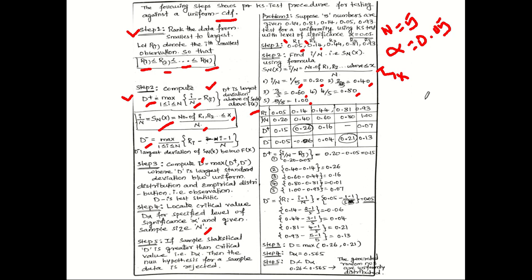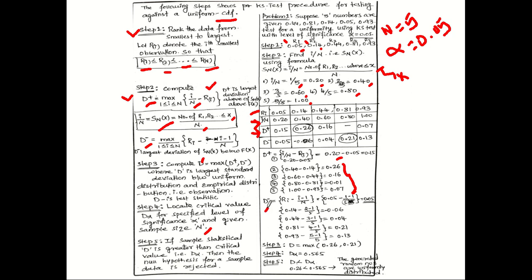So we will construct a table in this format. Ri is the list of the given random numbers, and this is the empirical distribution of the respective random numbers. We calculate D plus by applying this particular formula, that is i divided by n minus Ri. The first value is 0.20 minus 0.05. So all these values are calculated.